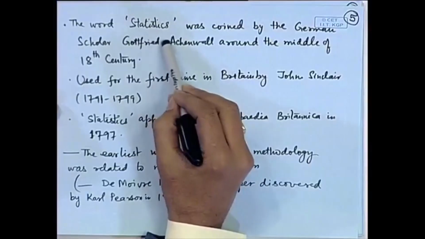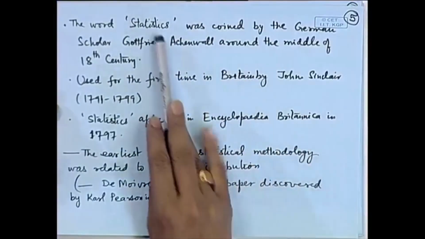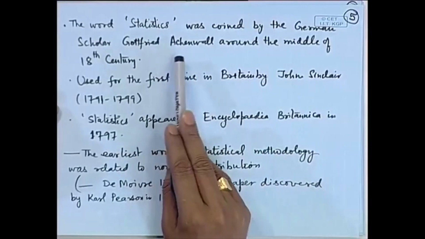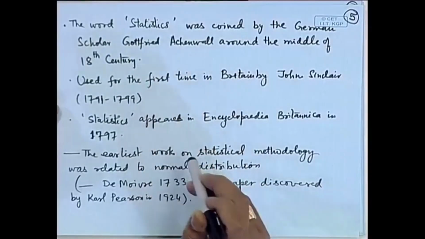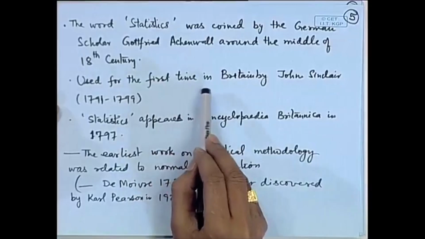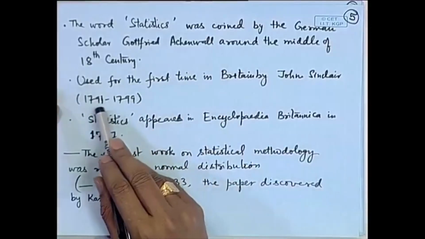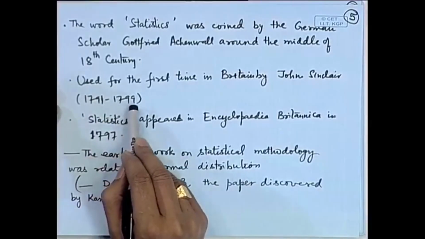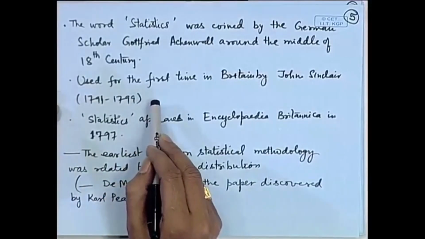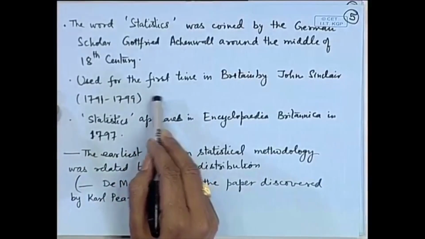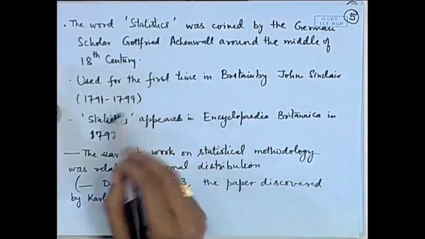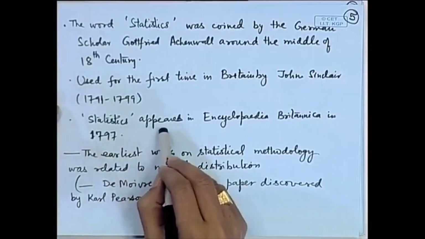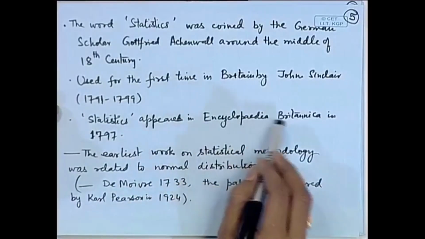However, the term statistics, as we use it for the subject statistics as a singular, was coined by the German scholar Gottfried Aschenwald around the middle of the 18th century, and the first time it was used in Britain was by John Sinclair, who wrote a series of volumes from 1791 to 1799, which gave the communication between the ministers from Scotland on various aspects of the data. In the year 1797, the term statistics was used in the Encyclopedia Britannica.